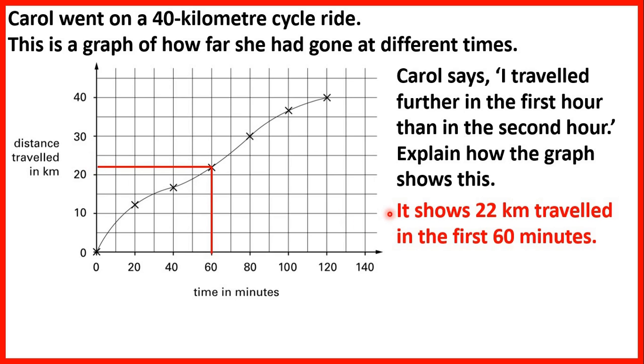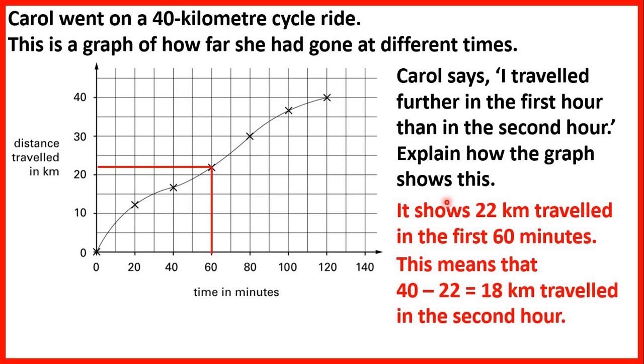So it shows 22 kilometres travelled in the first 60 minutes, but it's a 40-kilometre ride altogether. And if 22 kilometres were travelled in the first hour, this means that 40 minus 22, so 18 kilometres, was travelled in the second hour, and 22 kilometres is further than 18 kilometres.